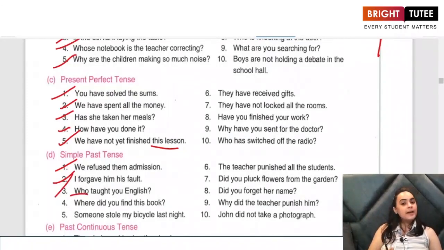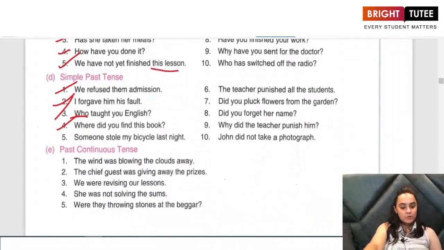Where did you find this book? Where was this book found by you? Someone stole my bicycle last night. My bicycle was stolen by someone last night. Next is past continuous.